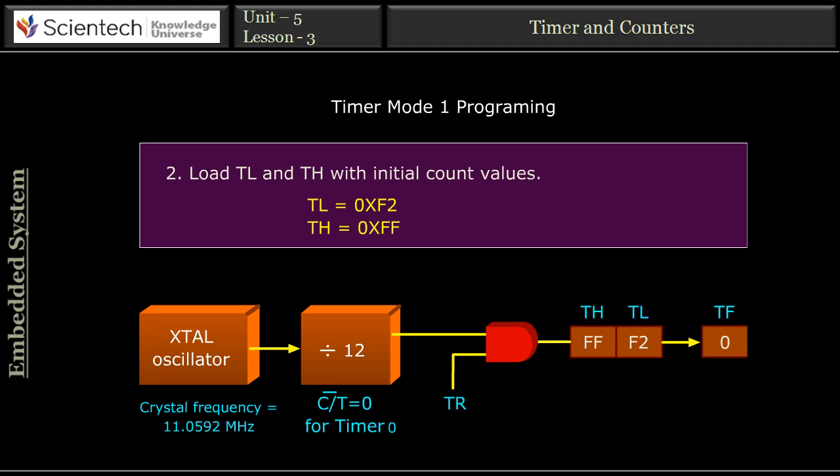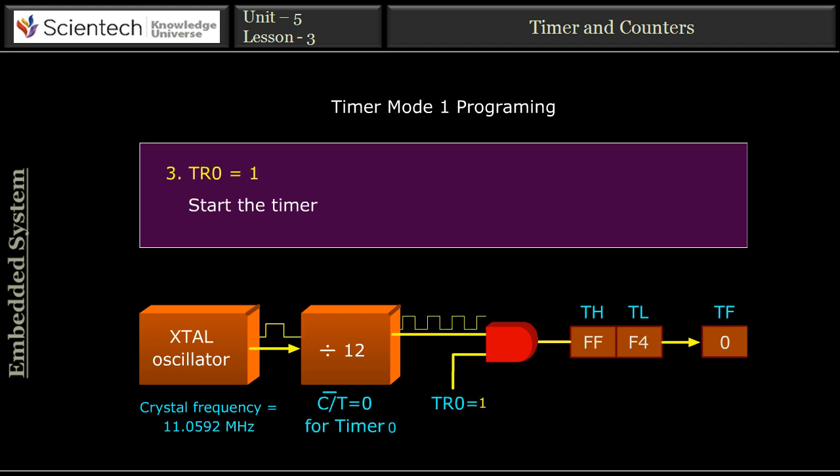Load TL and TH with the initial count value. TL equals 0xF2, and TH equals 0xFF. In this animation, TL indicates the initial value from which timer 0 starts its count. The value can be any value between 0000H to FFFFH. And TH indicates the final value at which the timer stops.